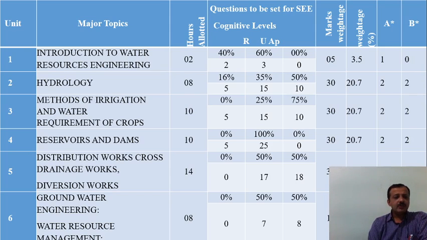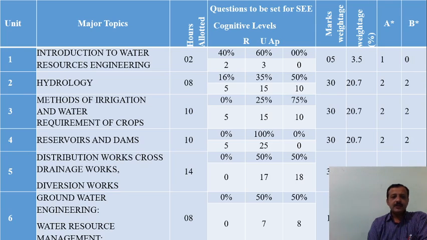In hydrology you are going to study rainfall, its measurement, runoff, precipitation, the infiltration process, and how to estimate the runoff and the factors affecting runoff. All these things we are going to study in hydrology. Here in hydrology 8 hours will be covered. Hydrology is covered under 8 sub-units, and 2 questions of 5 marks and 2 questions of 10 marks will be asked. And the third unit is methods of irrigation and water requirement of crops.